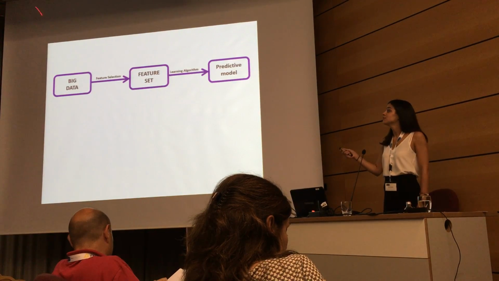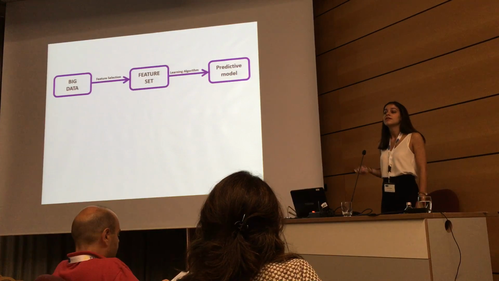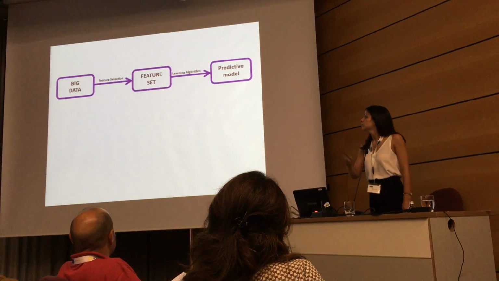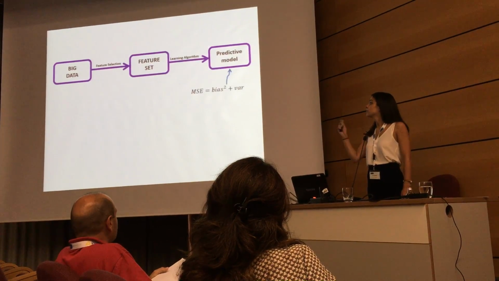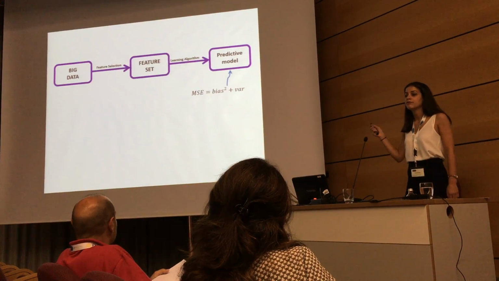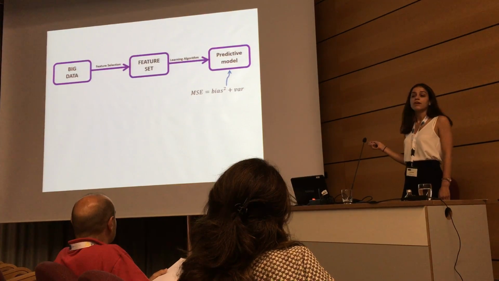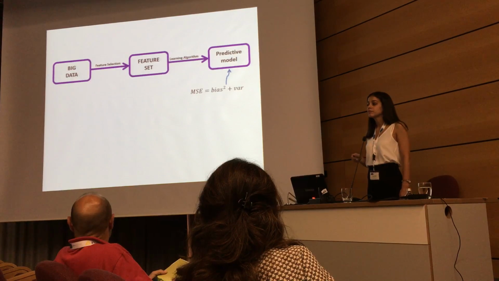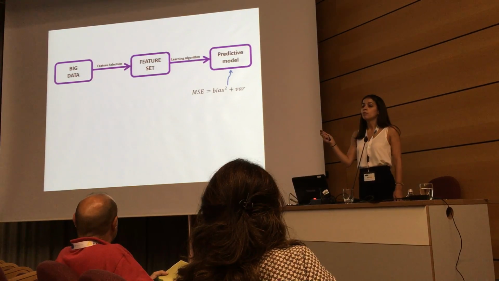What if we apply small perturbations in our original training set? Well, we're going to observe some variability in our predictive model, and this is what we refer to as the variance, with the well-known bias variance decomposition. And this depends on the whole pipeline.